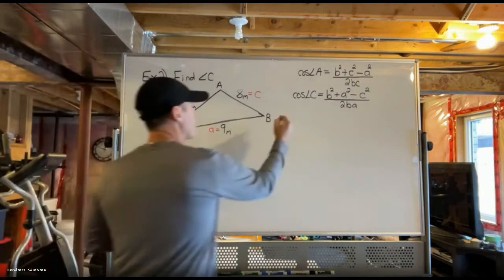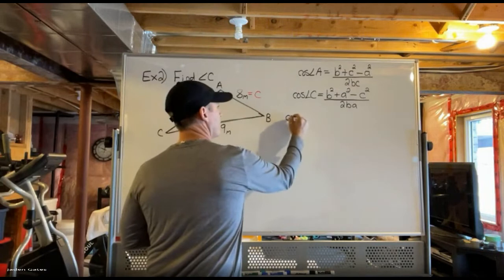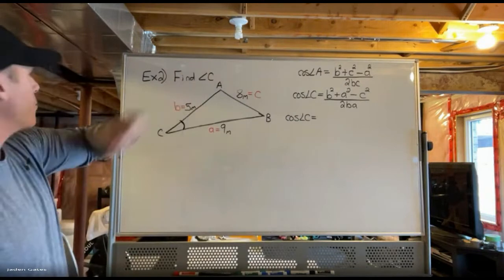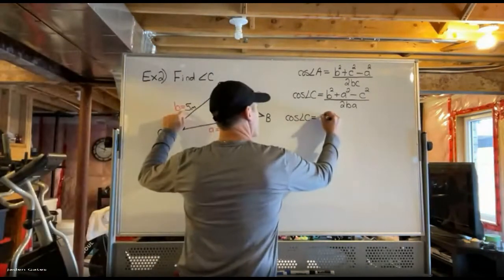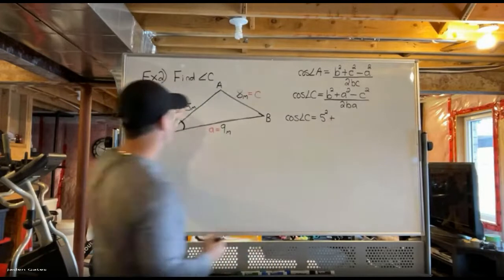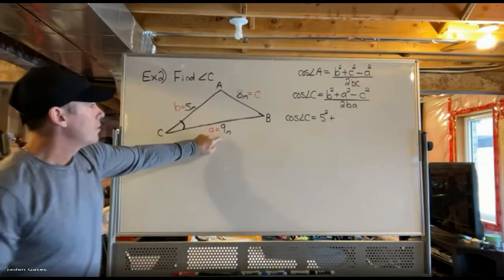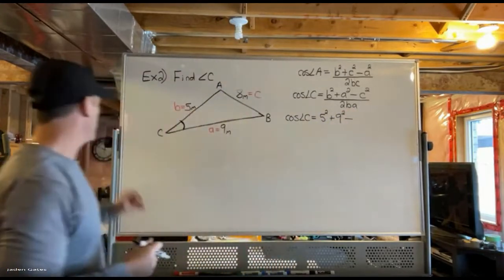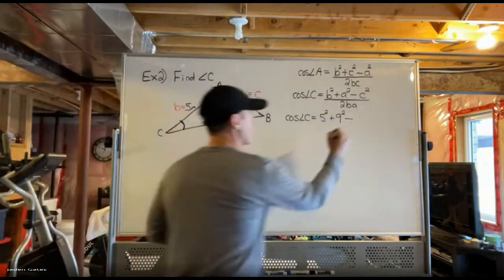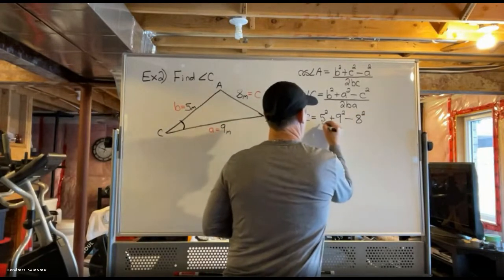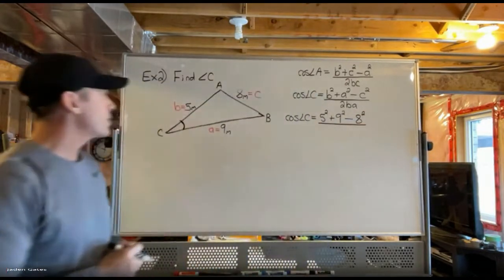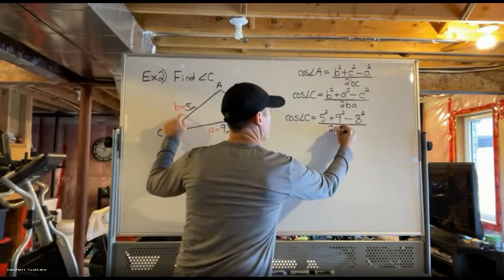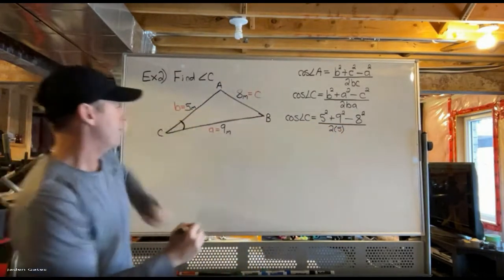So here we go. So we have the cosine of angle C. Let's see, make sure I get things in the right order here. B squared, B's 5, so I'm going to have a 5 squared. Plus an A squared, 9 squared. Minus a C squared. What do we got here? C is 8, so an 8 squared. And then, of course, in the bottom there, we got 2 times BA. 2 times 5. What was A again? 9. All right.